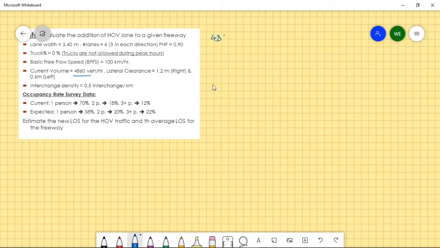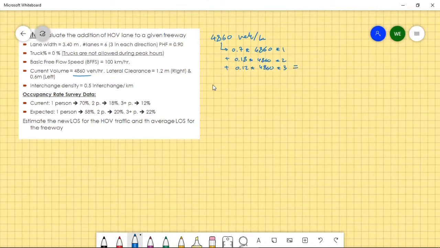So we have 4,860 vehicles per hour, and we want to convert this into person trips. Out of this, we have 0.7 multiply 4,860 multiply 1, plus 0.18 multiply 4,860 multiply 2, plus 0.12 multiply 4,860 multiply 3. This will be the number of person trips we have.